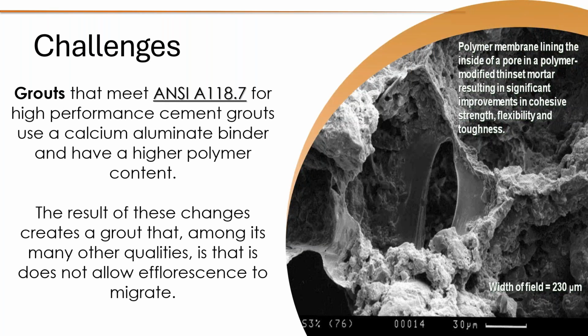I also mentioned earlier that an ANSI 118.7 grout, high performance cement grout, would be an excellent choice for an exterior application. And this is why. Rather than having a Portland cement and sand binder, they use a calcium aluminate binder in the ANSI 118.7. And it has a much higher polymer count than a standard cement grout does. The result of these changes creates a grout that, among its many other qualities, and it has a bunch, does not allow efflorescence to migrate through the installation. So if you have a porcelain tile and a 118.7 grout, the efflorescence has nowhere to build and to grow and to migrate through. So it's in essence an efflorescence-free installation at that point.